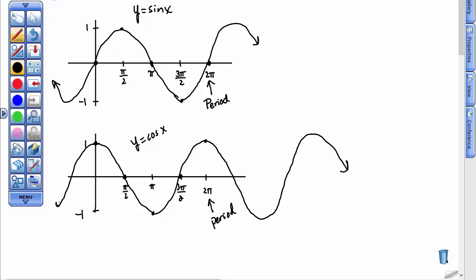And please notice that this cosine curve is just the sine curve shifted to the left 90 degrees, if you will, or pi over 2 radians. But a couple of things that I just want you to really understand here is that the period is 2 pi when the equation is just y equals the sine of x, or y equals the cosine of x. The period is 2 pi.